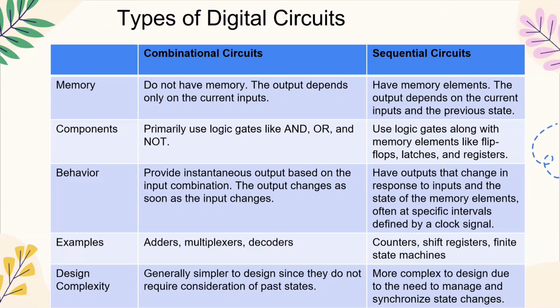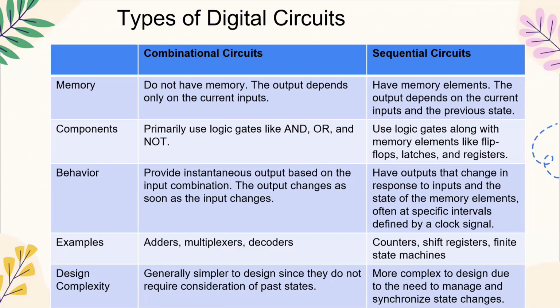Based on memory, combinational circuits do not have memory. The output depends only on the current inputs, so we do not have memory to store the previous output values. Second one is sequential circuits. Sequential circuits have memory to store the previous state values. Regarding components, combinational circuits use AND, OR, and NOT gates. In sequential circuits, along with NAND, NOT, AND, OR gates, we use flip-flops, latches, and registers.